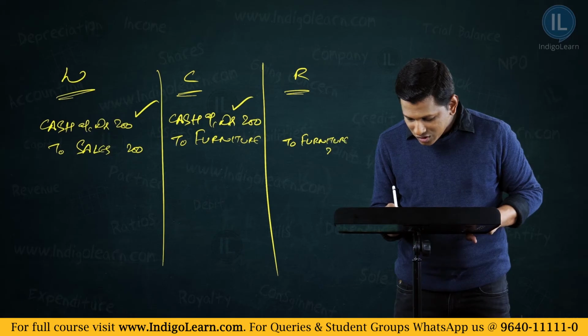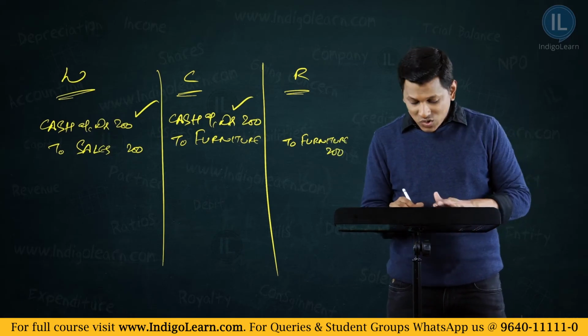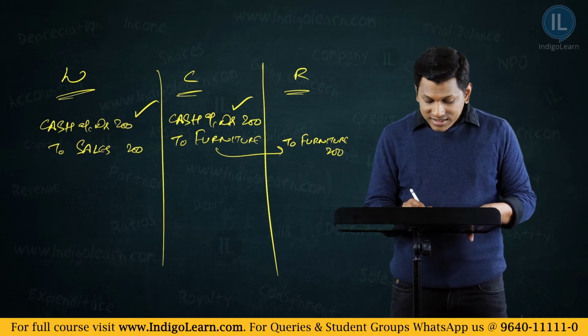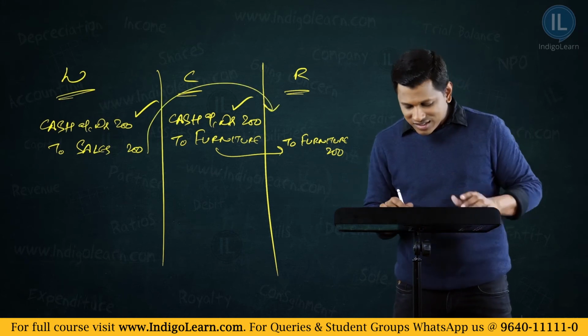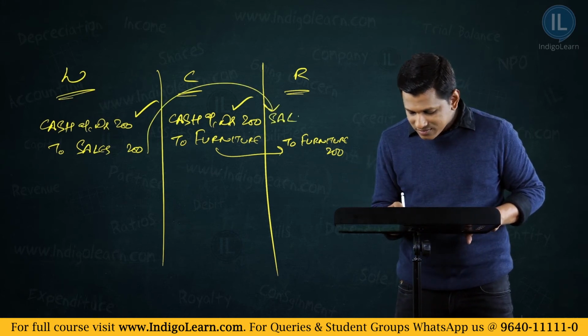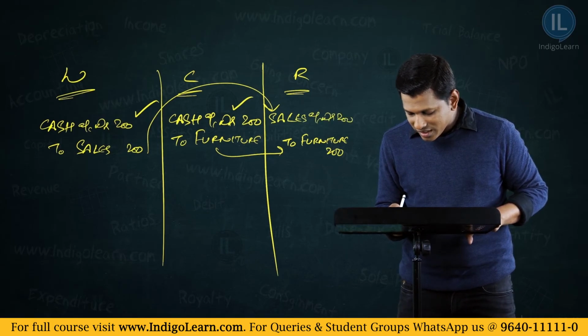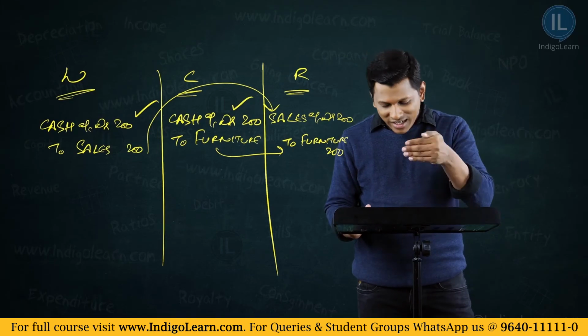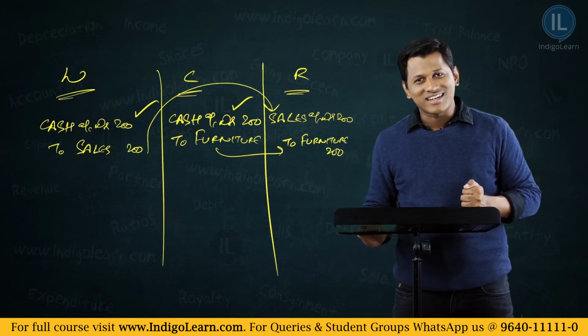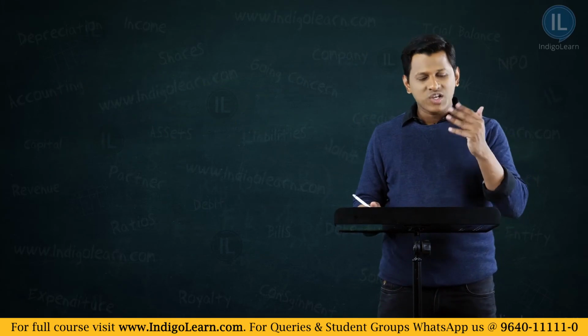Furniture 200. So this is what should come correctly, but this has happened earlier. Let us reverse it. So sales account debited 200 to furniture account 200. Clear? Now let us take one more example.